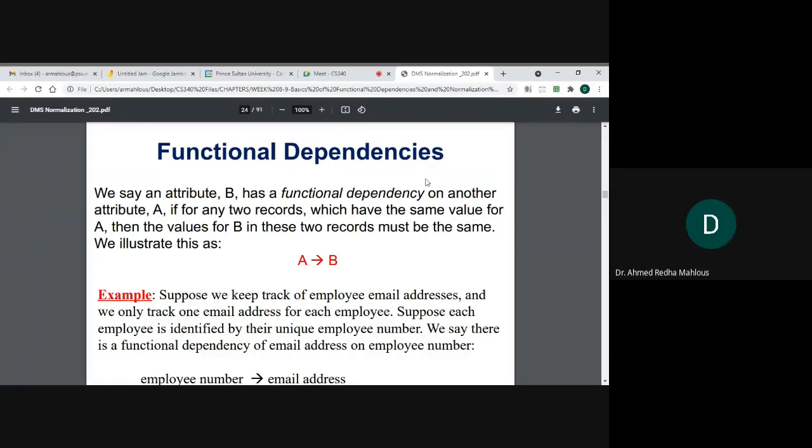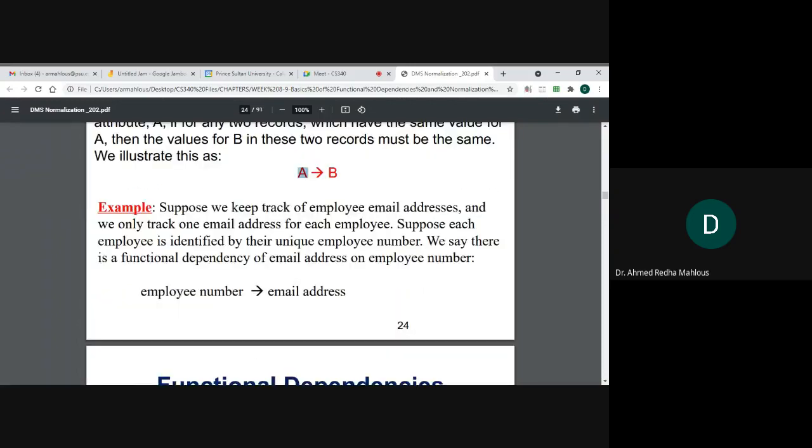We said that for functional dependency, if you remember, A is an attribute and B is an attribute. We say that B has functional dependency on another attribute A if, whenever you have two records that have the same value for A, automatically they will have the same value for B. As we mentioned, when you have an employee number, automatically you can get the email address.